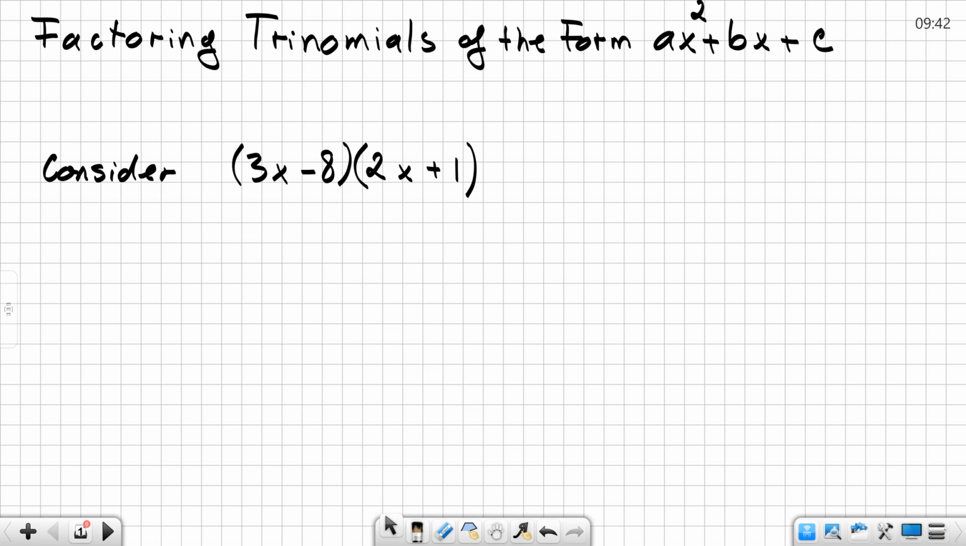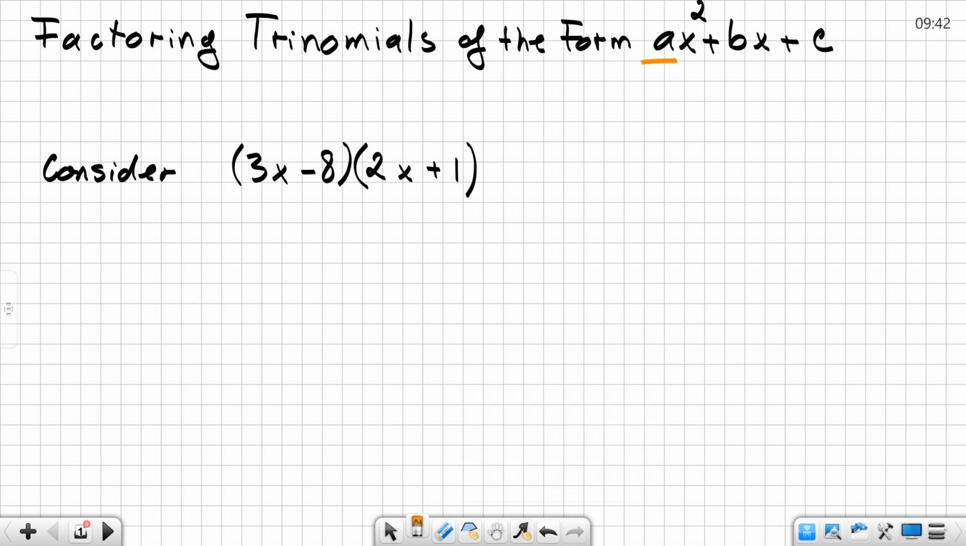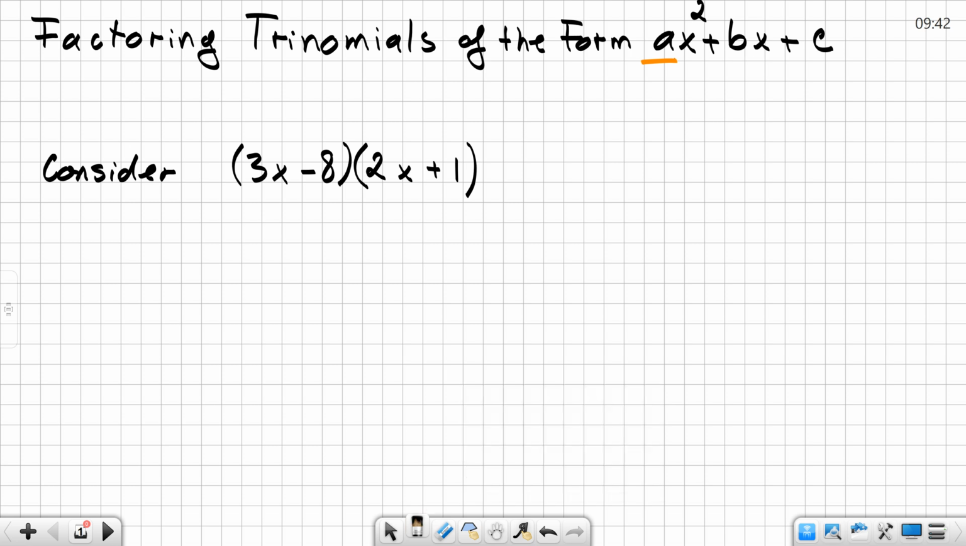We are planning on factoring trinomials of the form ax squared plus bx plus c. The difference from the problems from before is that now I'm going to have other numbers in front than 1. In other words, the leading coefficient is not 1 anymore. So before we look into that, let's go one step backwards.